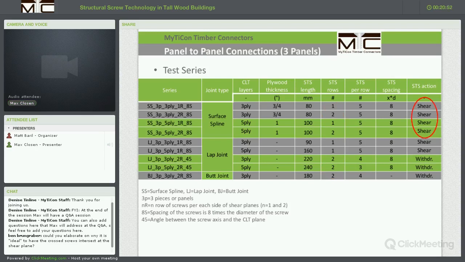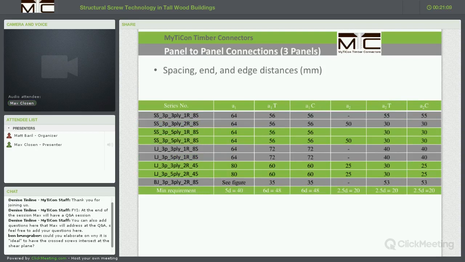Furthermore, we looked at the plane shear performance. This means that the shear force is basically perpendicular to the fastener axis. And also we looked at the inclined screw arrangements where the force is on an angle to the actual fastener axis. In regards to spacings in CLT, we see some interesting facts.